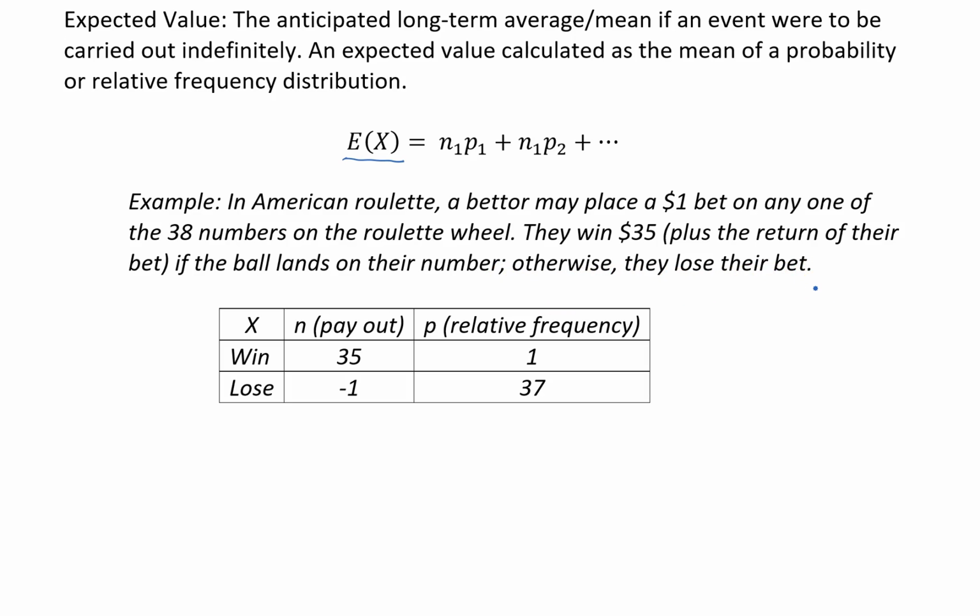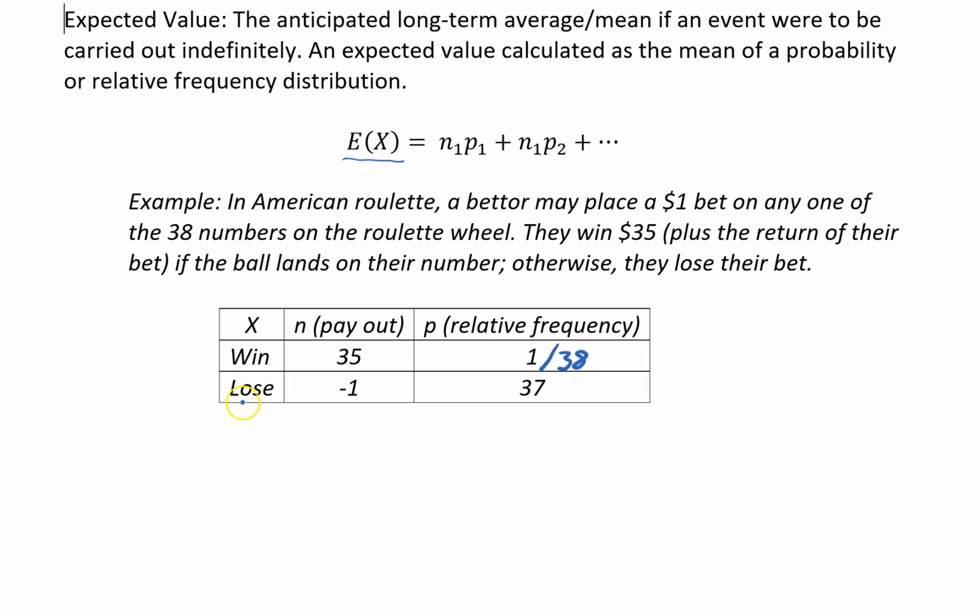Okay, so there's two outcomes on a roulette table with this particular problem. And that is that you could win or you could lose. And if you win, the payout is to receive a positive $35. I'm going to call that N, that's the value for the first outcome. And its frequency would be 1 out of 38 because there's only one number that you're putting your bet on and there's 38 numbers.